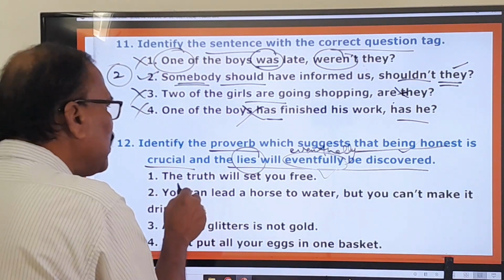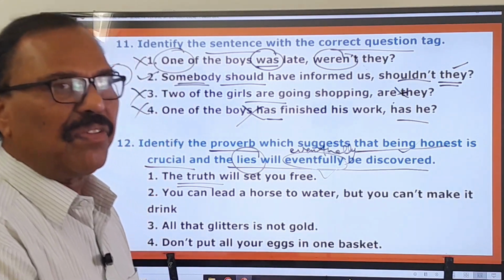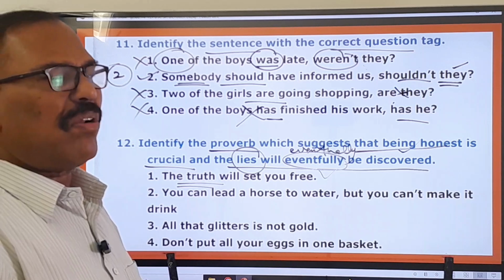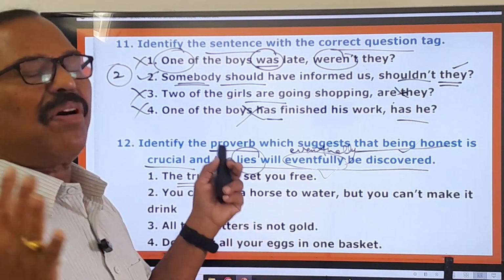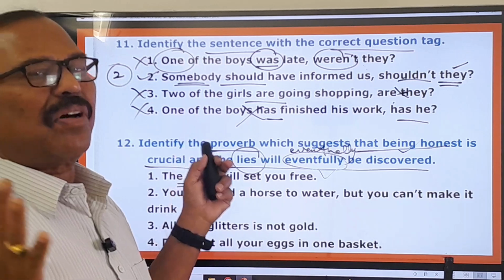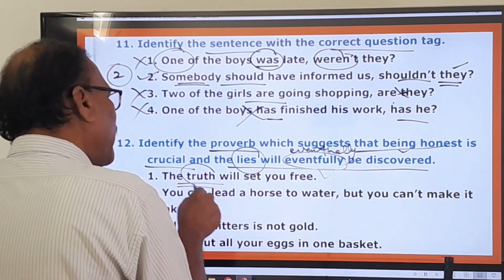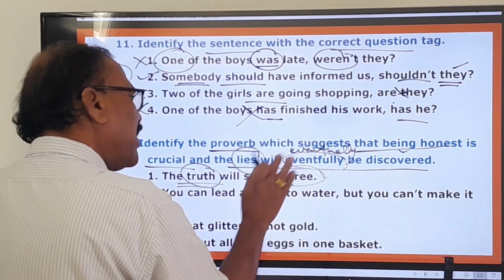The truth will set you free means if you are truthful, if you are honest, it will make you a free man. You are not hiding any secret, you are not telling any lies, therefore you are free. You are truthful, so the truth will set you free. That means if you maintain truth, that will make you a free man. That is the meaning of this, right?